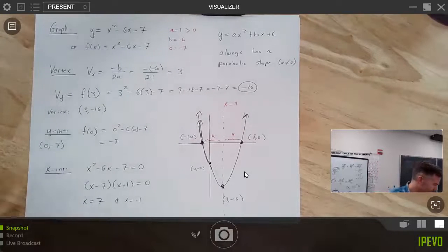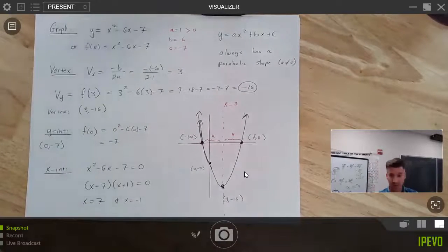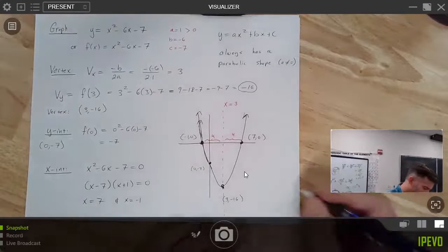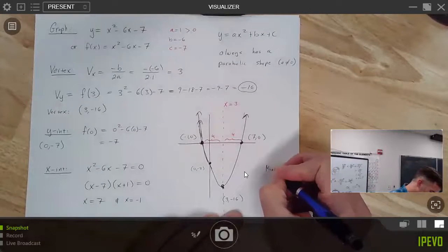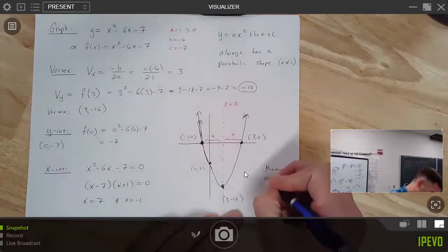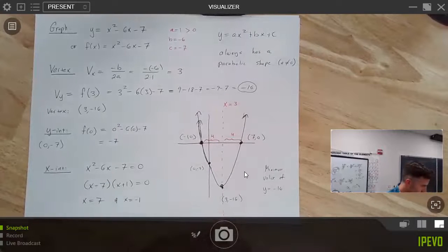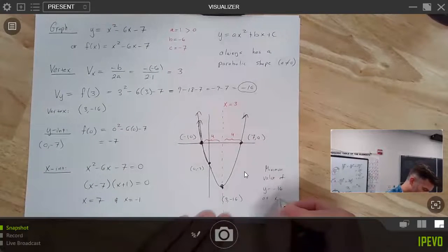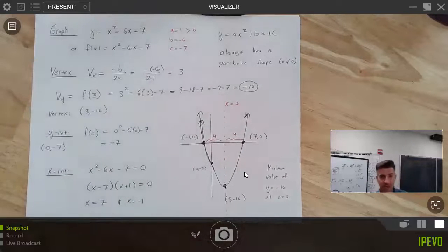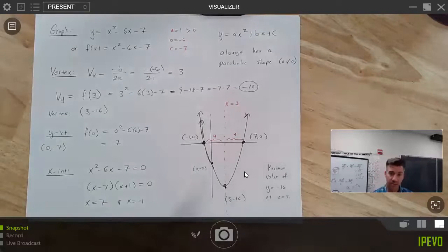Oh, yeah. And then you could also say that this parabola has a minimum value of y equal to negative 16 at x equal to 3. Sometimes we like to talk about the minimum or maximum value of a function. That's actually what some of calculus is concerned with, finding the maximum or minimum value of a function. So for a parabola, it's really easy to find the minimum or the maximum. You just find the vertex.